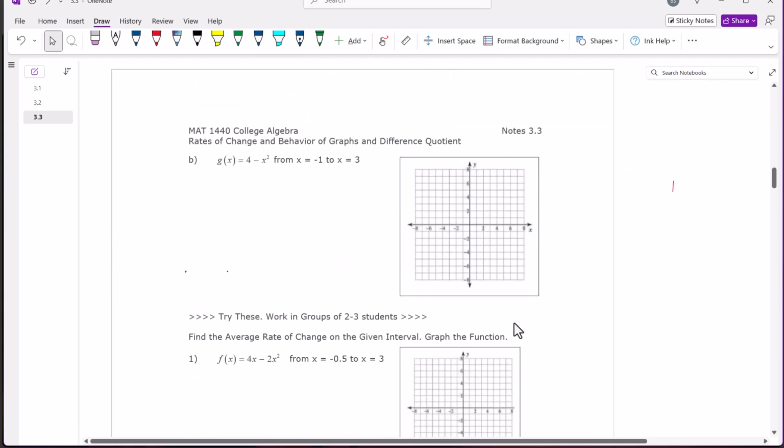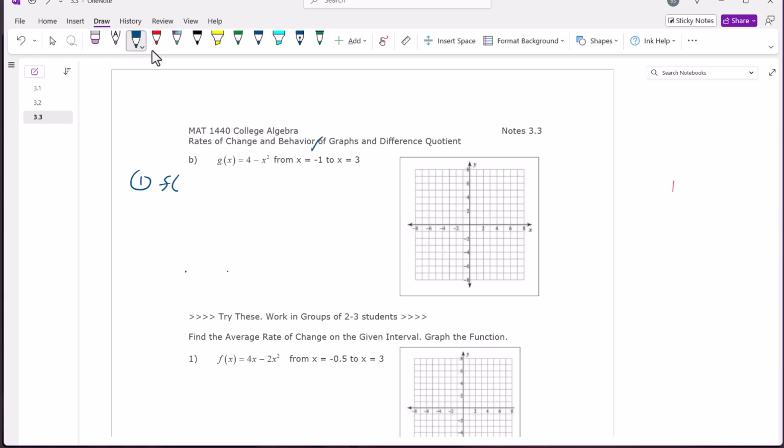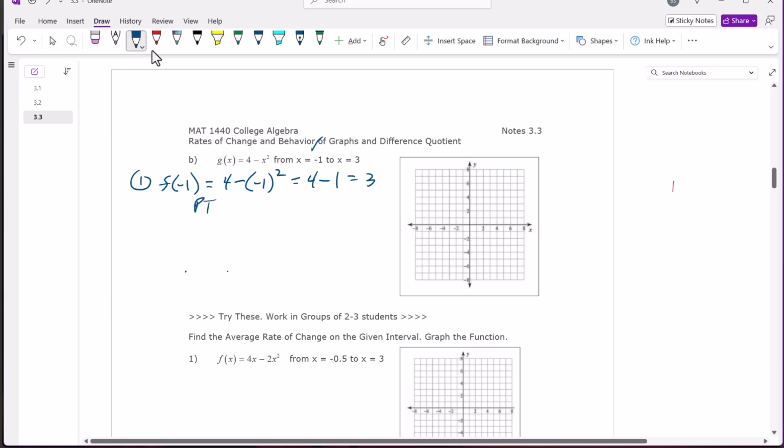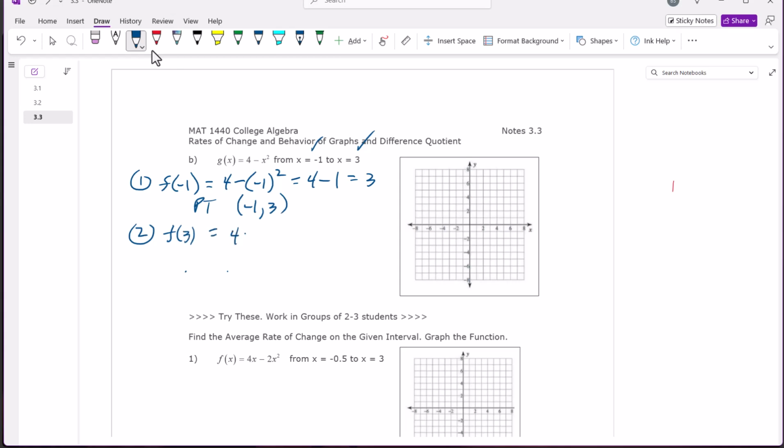Okay, next problem. We'll do this like this. So kind of do the same thing. We need to start by doing f of -1. Plug it in. We got 4 minus (-1) to the second. So that's 4 minus 1, that's equal to 3. That gives you a point (-1, 3). Take the second x value and evaluate it. So we need to find f of 3. So we do 4 minus 3 to the second. That's 4 minus 9, so that's -5. So you get a second point, which is (3, -5).